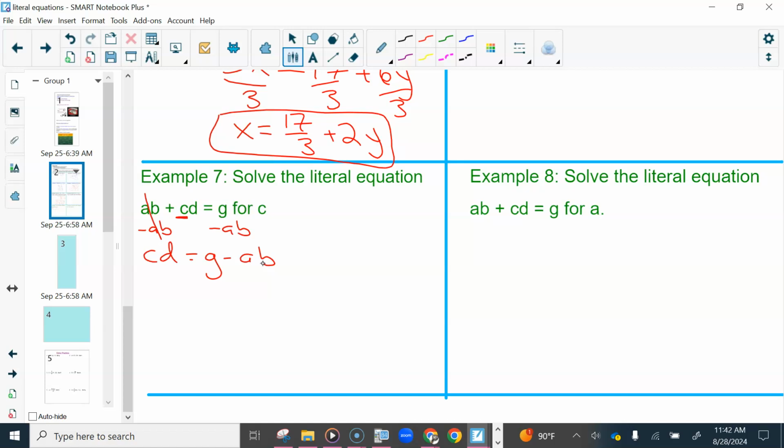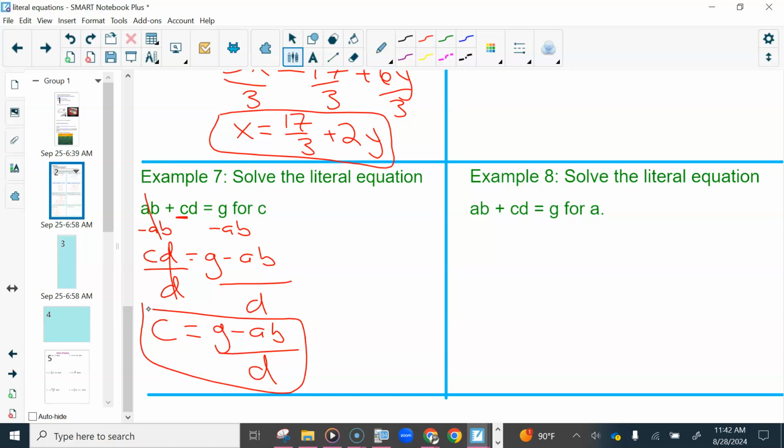And then our last step, how do we get C by itself? Divide. Yes. Now in this case, unlike here, I don't have any D's in the problem, so I can't divide it separately. So this is just going to be, oh, I crossed up the word here. C equals G minus AB all over B. And that is the final answer. What questions do we have about any of that?